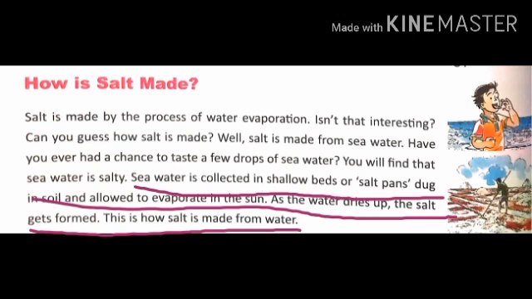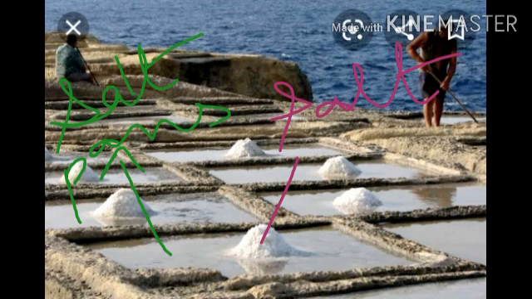Seawater is collected in shallow beds or salt pans dug in soil and allowed to evaporate in the sun. As the water dries up, the salt gets formed. This is how salt is made from water.